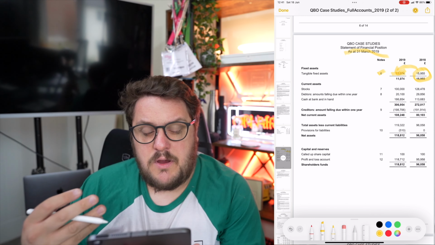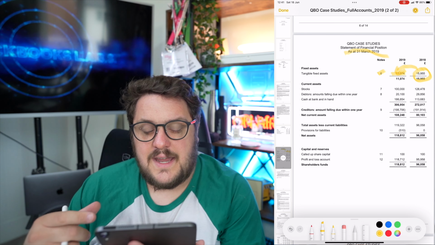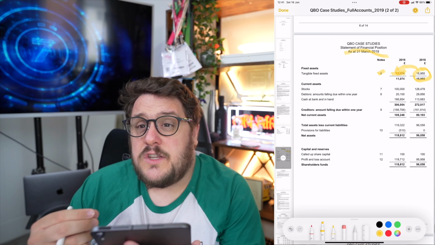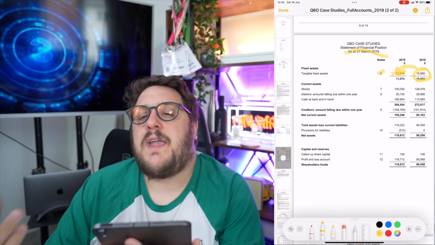The next one is current assets. And the idea here is that these are the assets that we've got that should be pretty quick and easy to be able to turn from whatever the asset is to a particular form of cash.